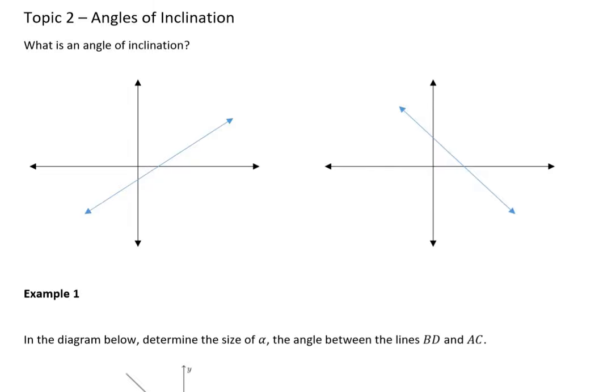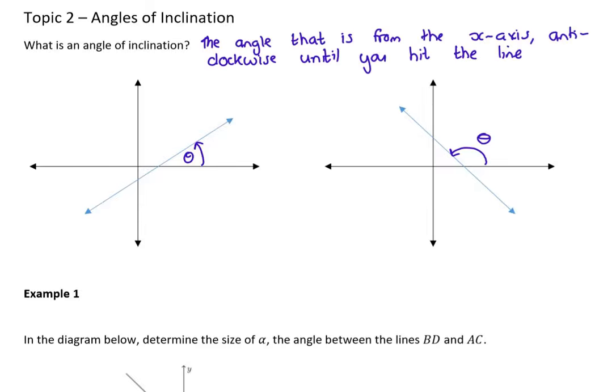So just a reminder of what inclination means. Basically, an angle of inclination is the angle that forms with the x-axis anti-clockwise until you hit the straight line. So that's an angle of inclination. If you have a negative gradient for a straight line, it means it's an obtuse angle, but anti-clockwise from the x-axis towards your line, that's your angle of inclination. So I've just written that in as a note.